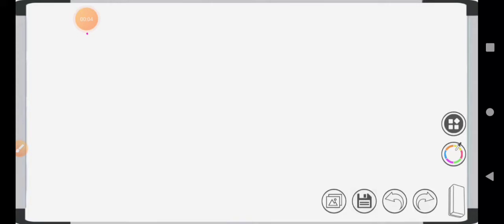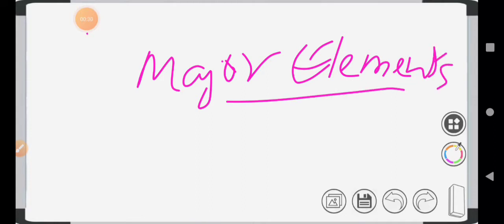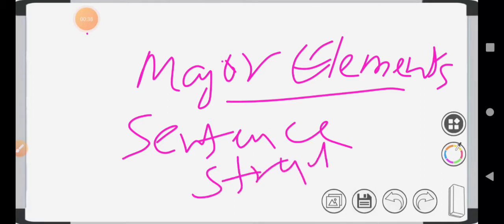Today, the important topic which is useful for basic knowledge of English grammar is called major elements. Major elements means basic sentence structure. We need some of the elements in the language.